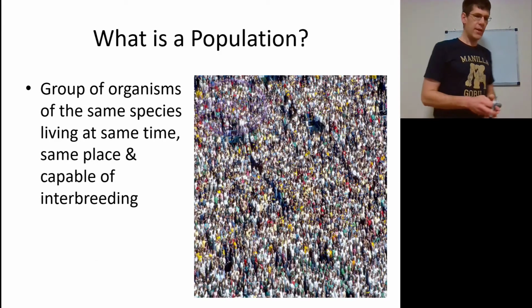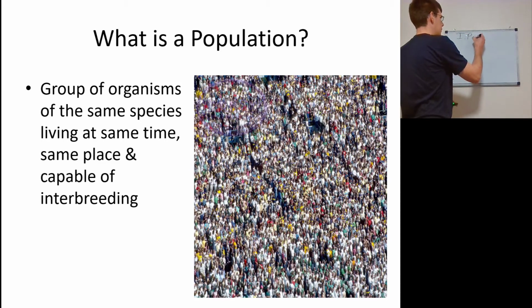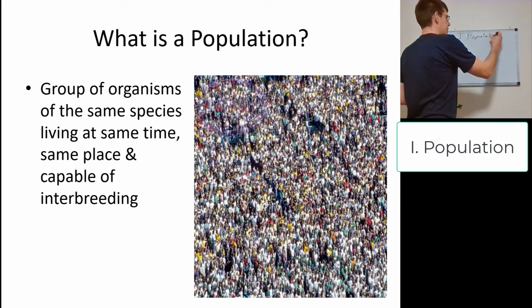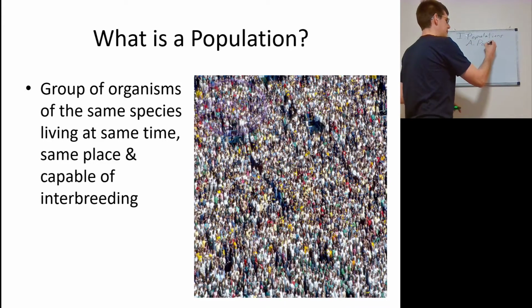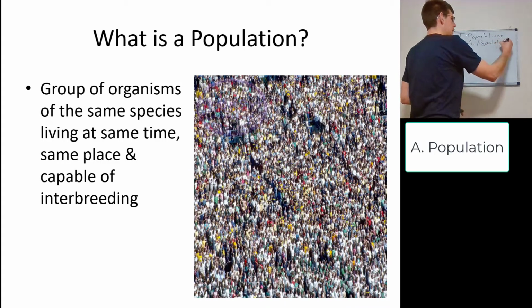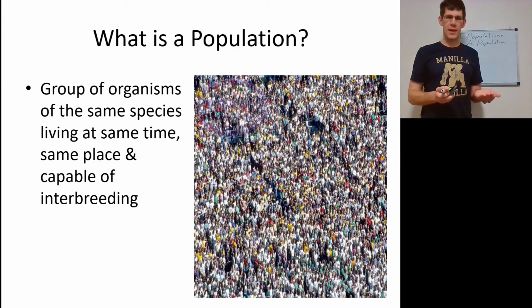So, what is a population? A population is a group of organisms of the same species, living at the same time and in the same place, and capable of interbreeding. Essentially we're defining a population as a large gene pool and the organisms that represent it.